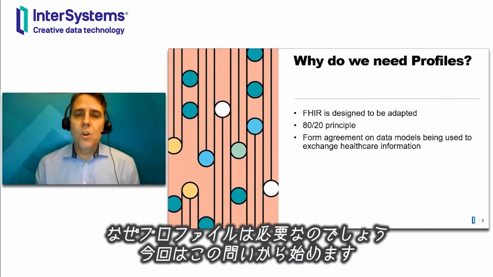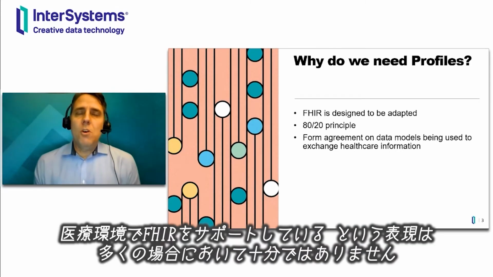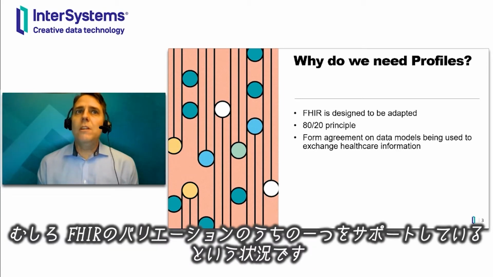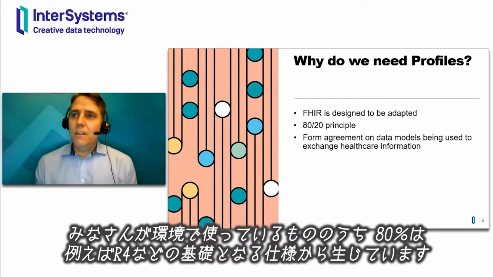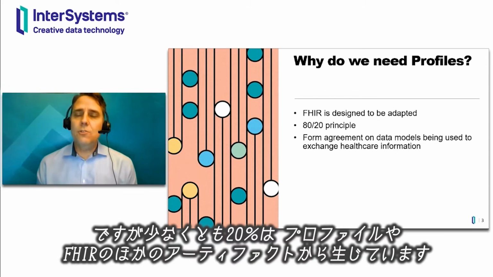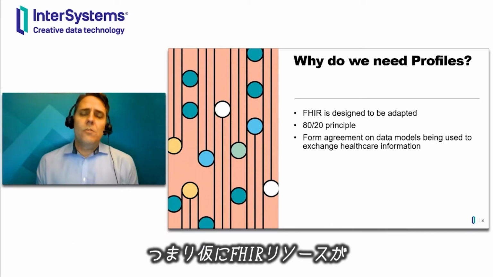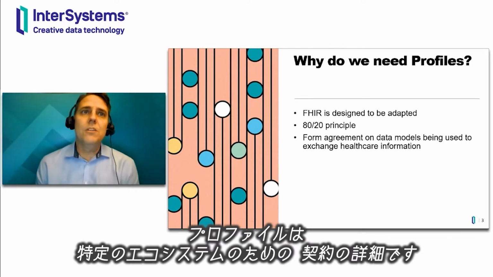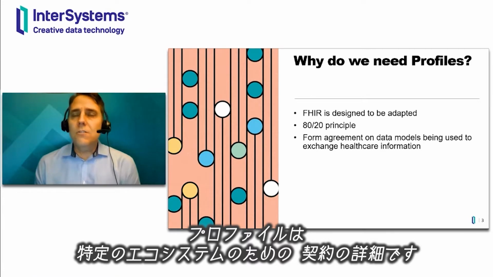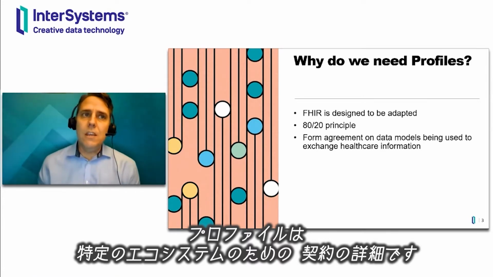And we'll start with the question, why do we need profiles? Well, in most cases, it's not enough to say a healthcare environment supports FHIR. Rather, it supports a specific variation of FHIR. In fact, people often say there's an 80-20 principle with FHIR, where 80% of what your environment uses comes from the base specification, say R4, but that leaves 20% that comes from profiles and other FHIR artifacts. So if FHIR resources form the agreement on data models being used to exchange healthcare information, then profiles are the details of that agreement for a specific ecosystem.